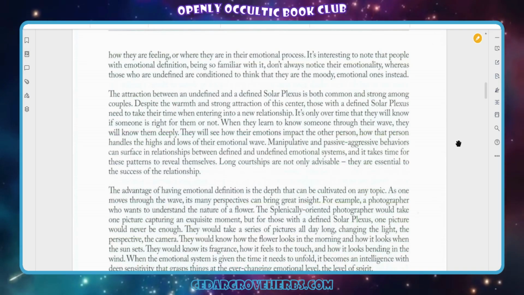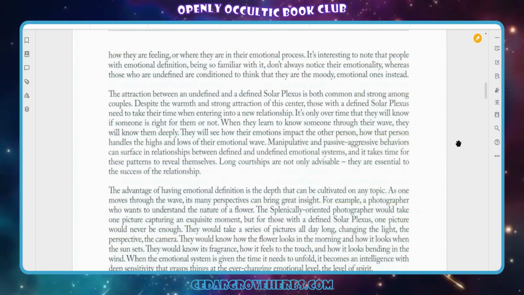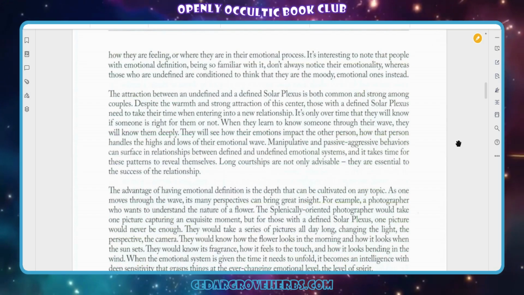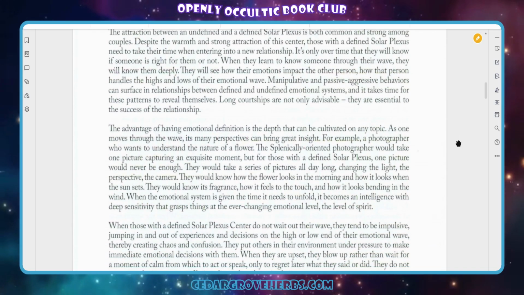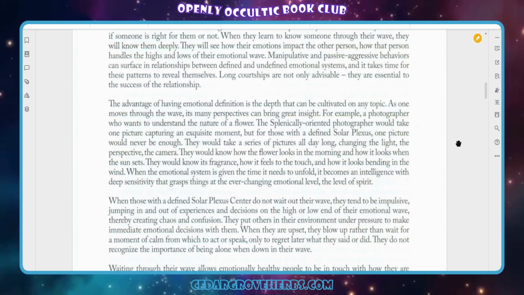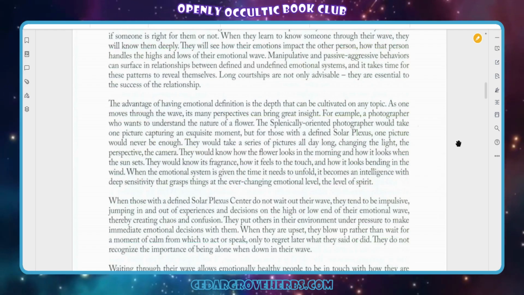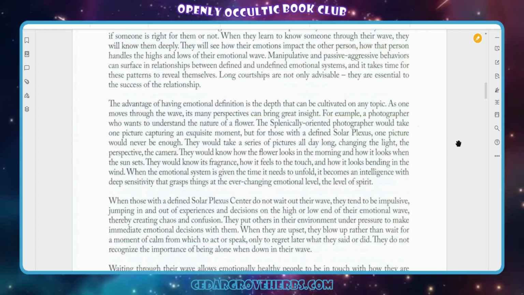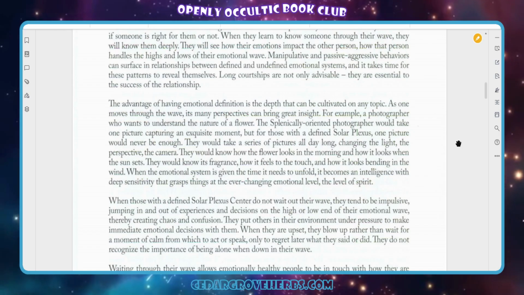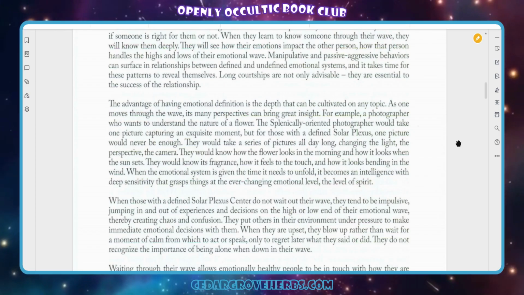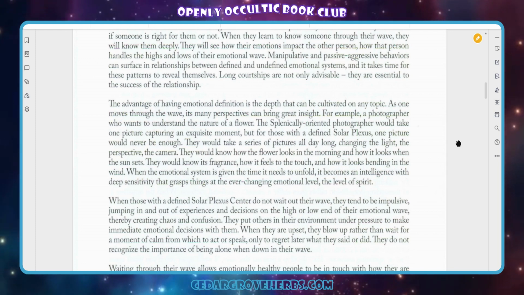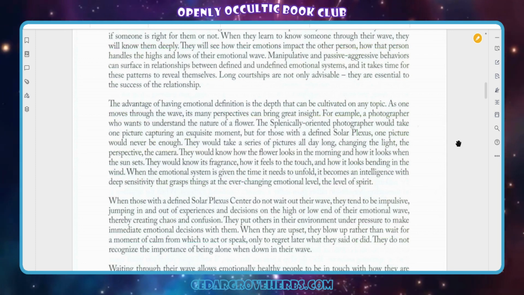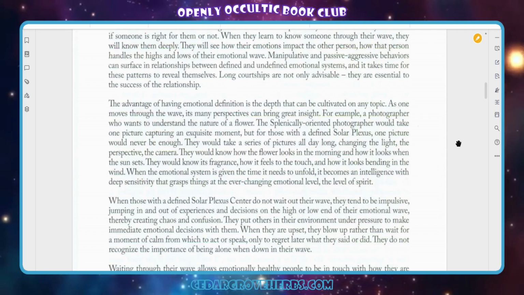The advantage of having emotional definition is the depth that can be cultivated on any topic. As one moves through the waves, its many perspectives can bring great insight. For example, a photographer who wants to understand the nature of a flower. The spleenically oriented photographer would take one picture capturing an exquisite moment. But for those with a defined solar plexus, one picture would never be enough.